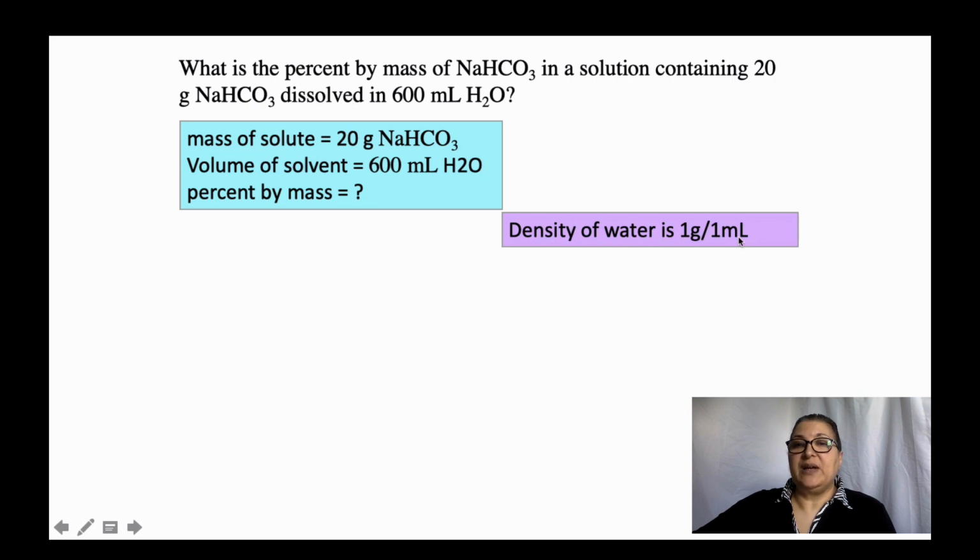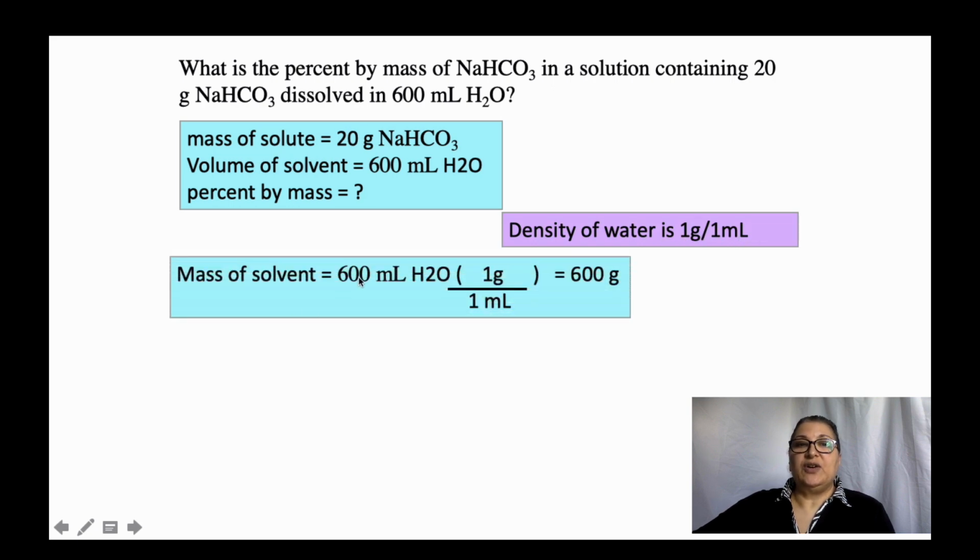The density of water is 1 gram per milliliter. So we take 600 milliliters, multiply by 1 gram per 1 milliliter. Milliliters cancel out and we end up with 600 grams. So if it's water and it's in milliliters, you can just change it to grams, but it's nice to know the step and show it if you're asked to show work.